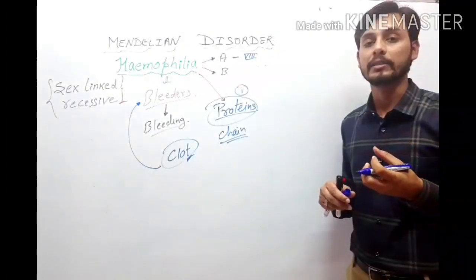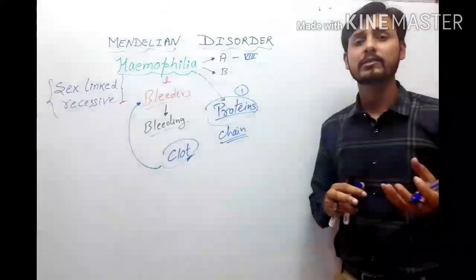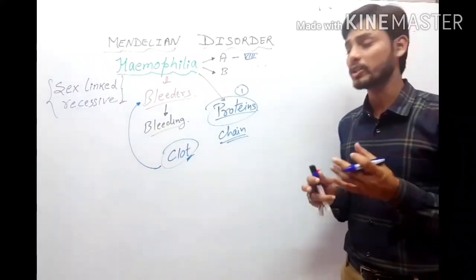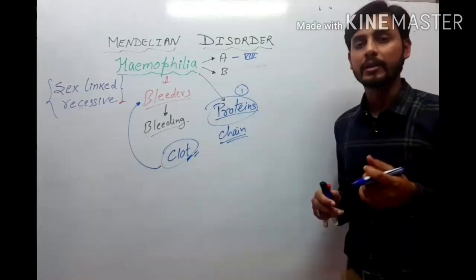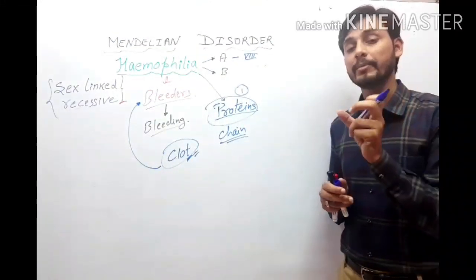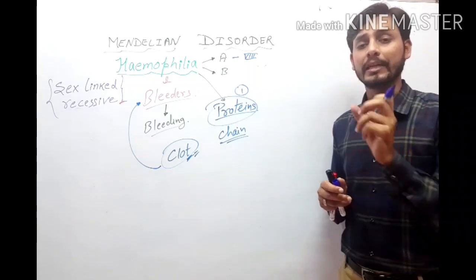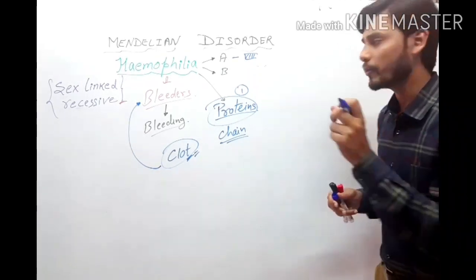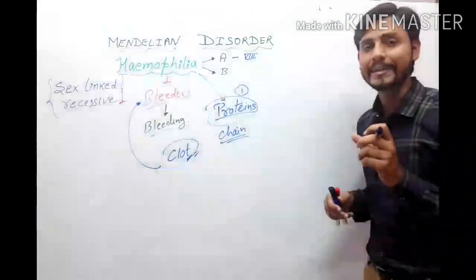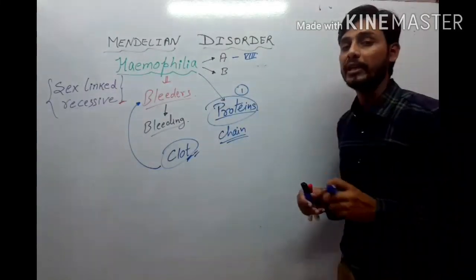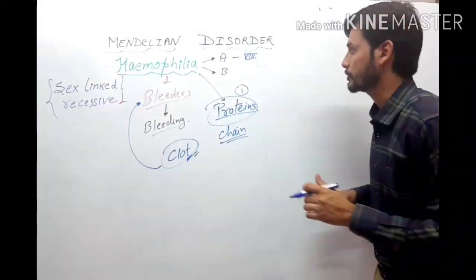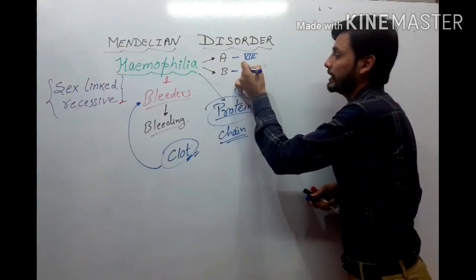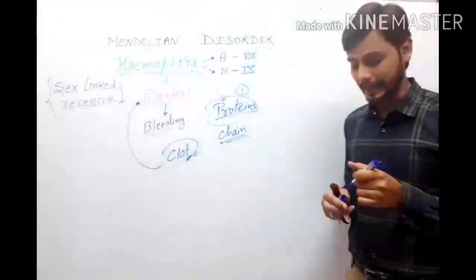There are so many clotting factors which are responsible for the clotting of blood. When studying this, it was found that there are many clotting factors, so they were given numbers, that is clotting factor 1, clotting factor 2, clotting factor 3, and so on. There is one specific factor, clotting factor 8, due to which hemophilia-A is caused. Whereas hemophilia-B is caused by clotting factor 9.